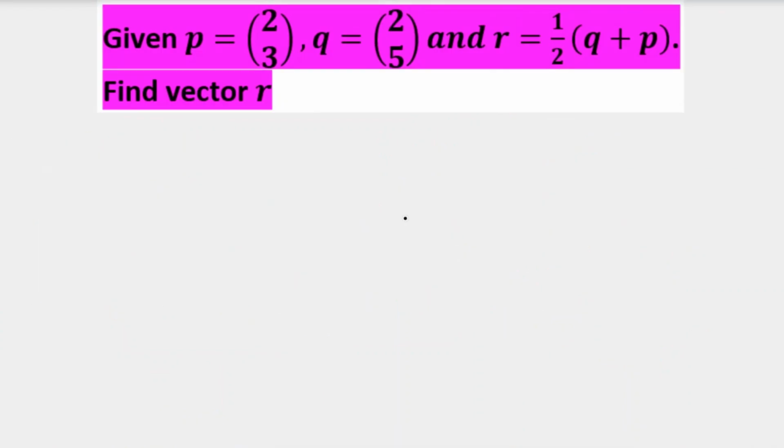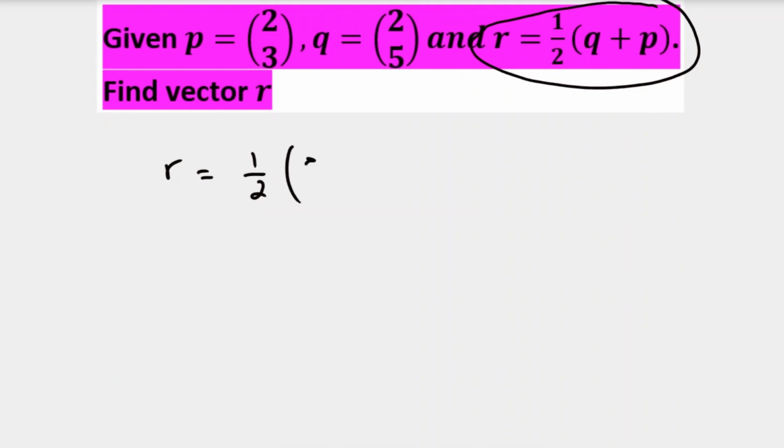Given the vector P with component 2, 3, and vector Q with component 2, 5, and R is equal to half multiplying the sum of the vectors P and Q, we have to find the vector R. So this is a typical vector equation that we're going to use here. Now this is the equation R equal to half multiplying the vectors Q plus P.